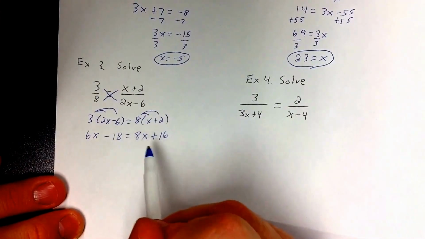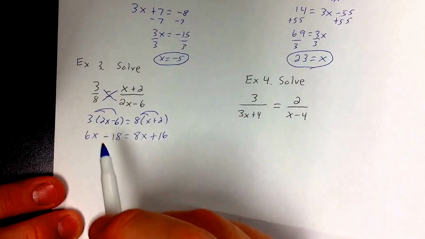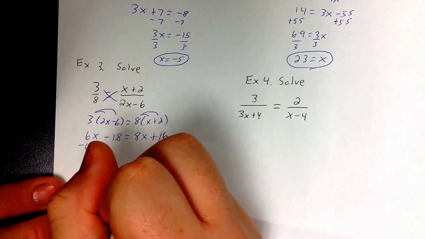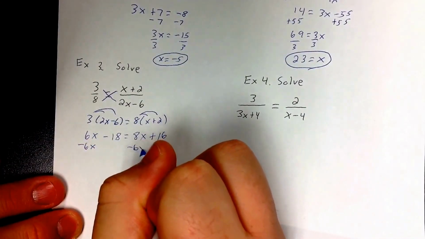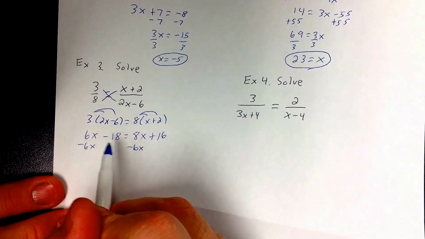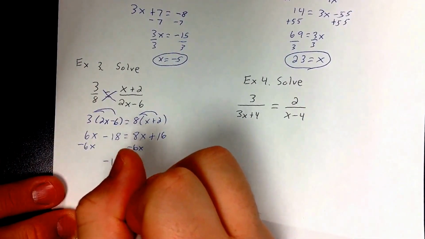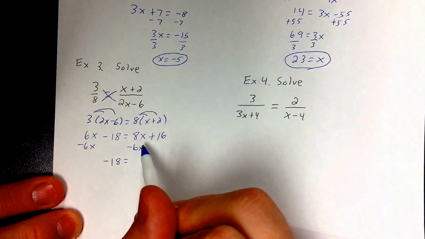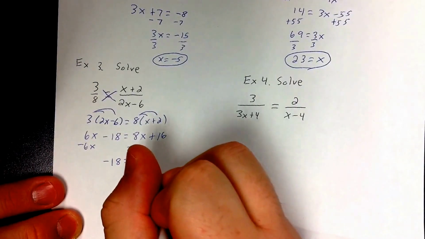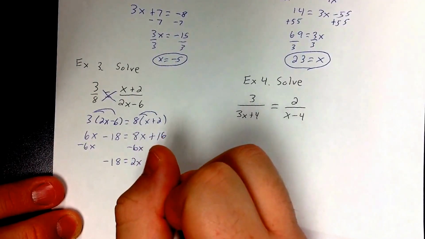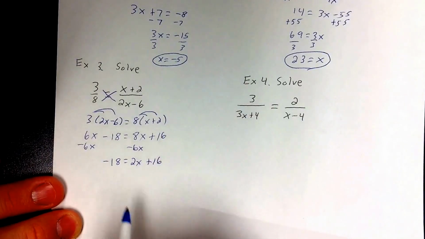So there's nothing to combine. 6x is smaller than 8x, so I'm going to minus 6x from both sides. Again, since this is minus 18, I bring it down as a negative 18. 8x minus 6x is 2x. Bring down the positive 16.